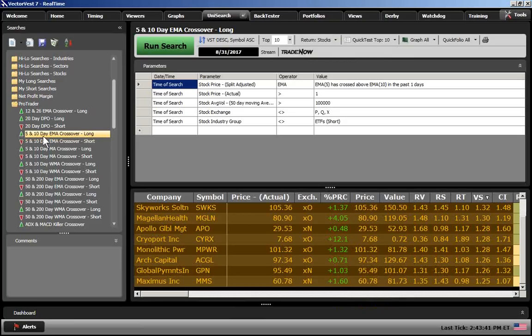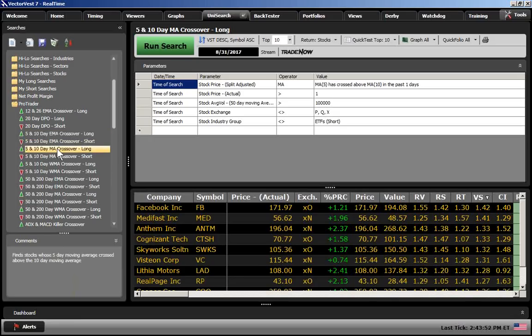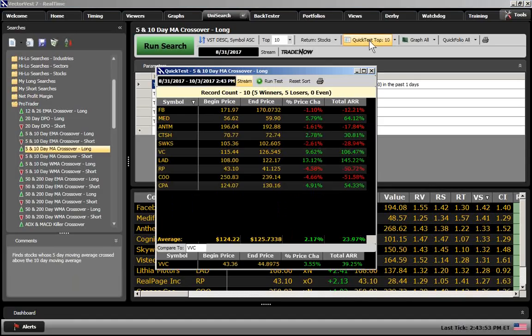So that was exponential. Let me show you the difference between how exponential works along. I'm going to use the 5 and the 10 again, but on a simple moving average. That's MA, 5 and 10 on a simple moving average. Quick test the top 10. It did okay, but it didn't outpace the market. It wasn't as good as the exponential. Did we find a good winner here? We did. Found LAD. We had more losers, but none of them were unmanageable.